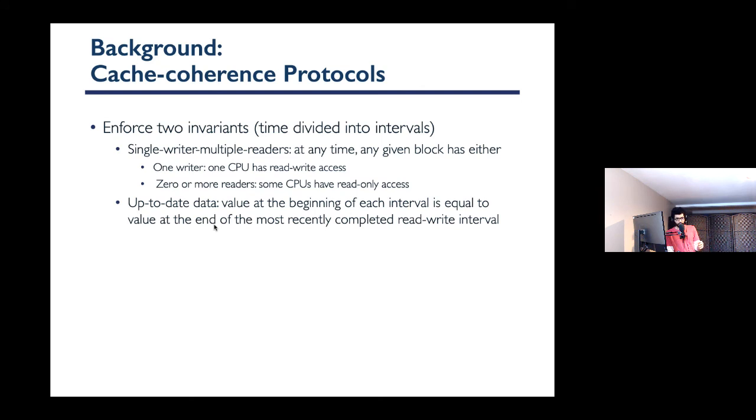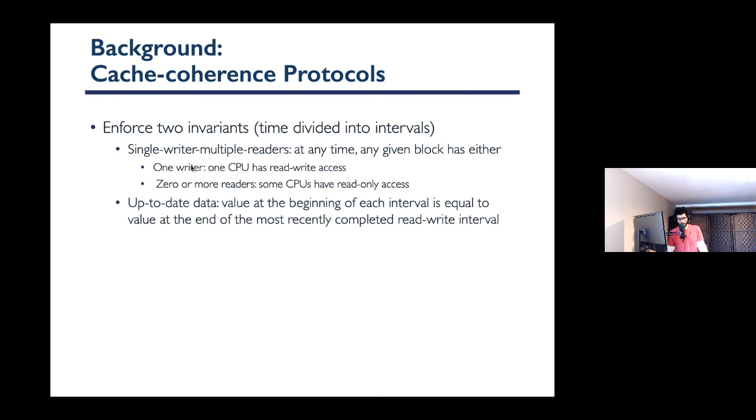You cannot have both of them at the same time. You cannot have multiple writers. You cannot have one writer and multiple readers. You can only have either one writer or multiple readers. So this is the first thing that you have to implement in your cache coherence protocol.